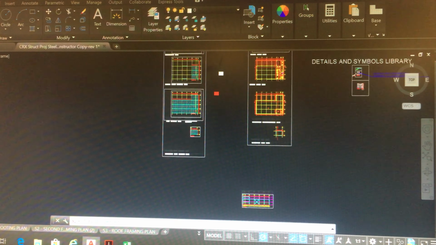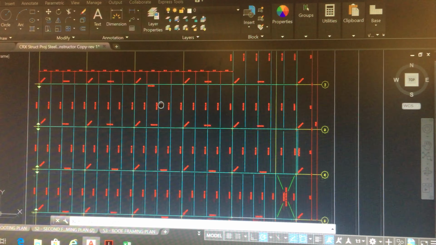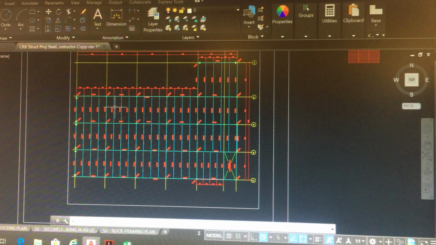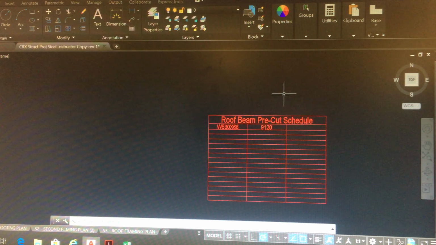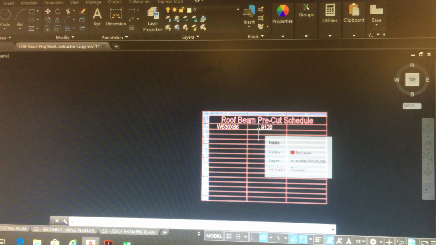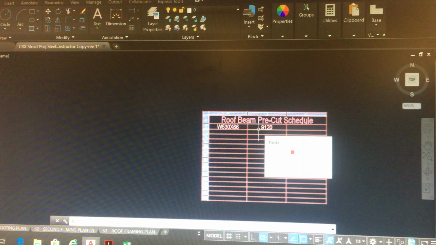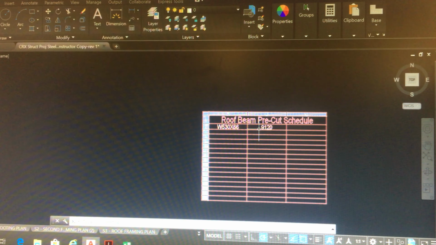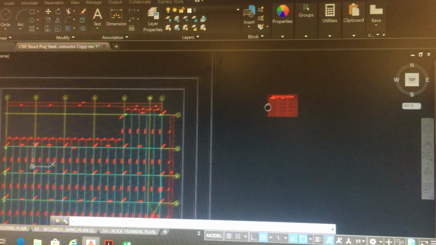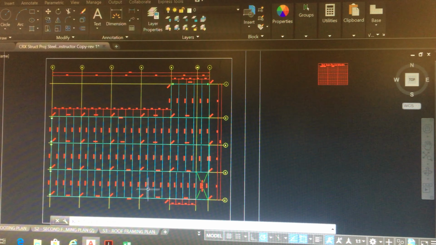Okay? So the idea here is you completed the roof framing plan. You have all the details of your beams, your joists, and your columns. You also completed a table that tells the person responsible for quoting and buying the material how many beams you're going to need, what type of beams, the sizes, the lengths, and everything. Okay? I have everything I mentioned here.